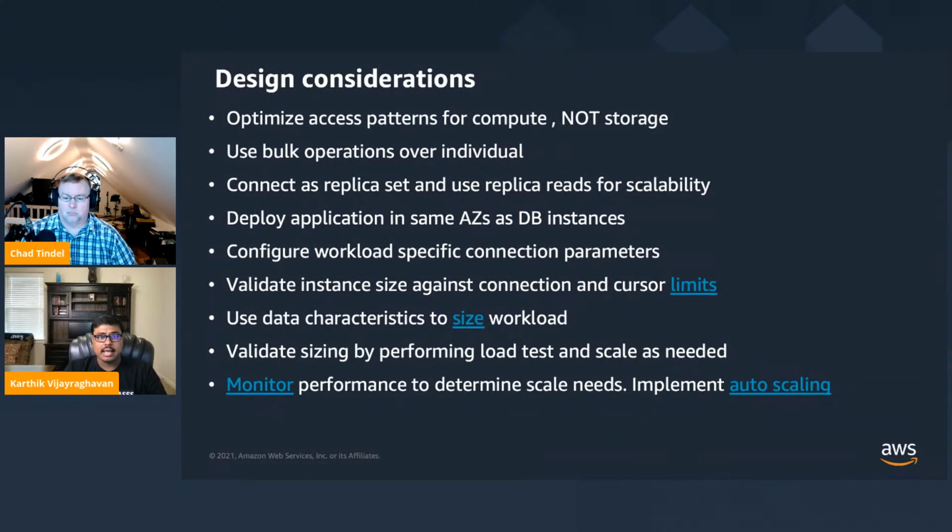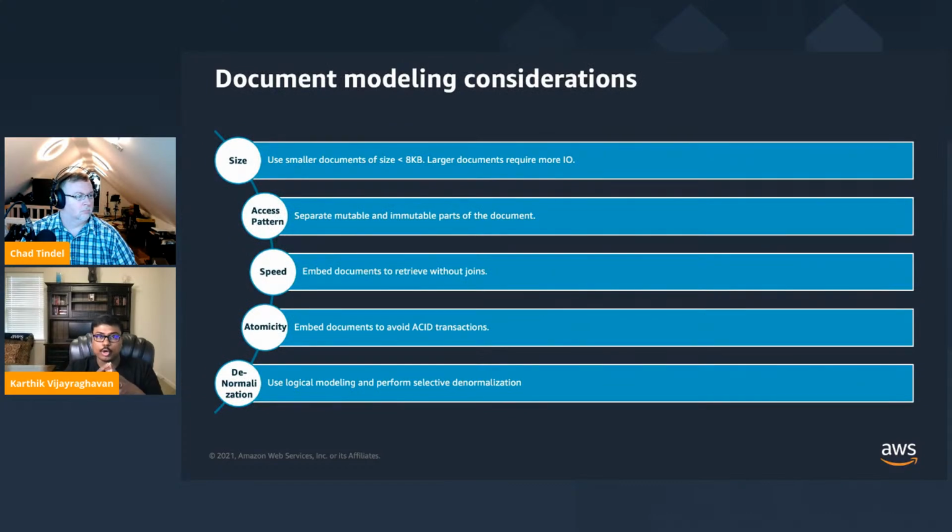So those are, at a high level, the design considerations. Now let's jump into some of the specific topics. We talked about optimizing for compute and not storage. So let's talk about document modeling considerations.